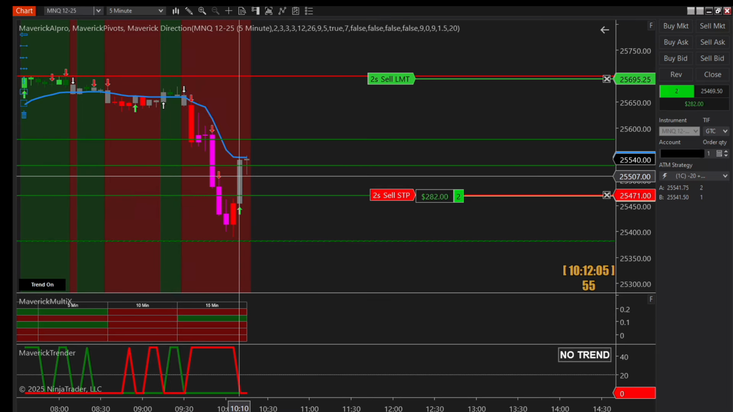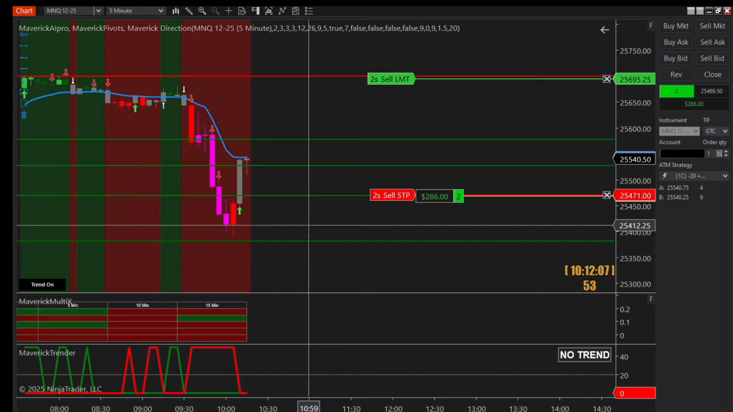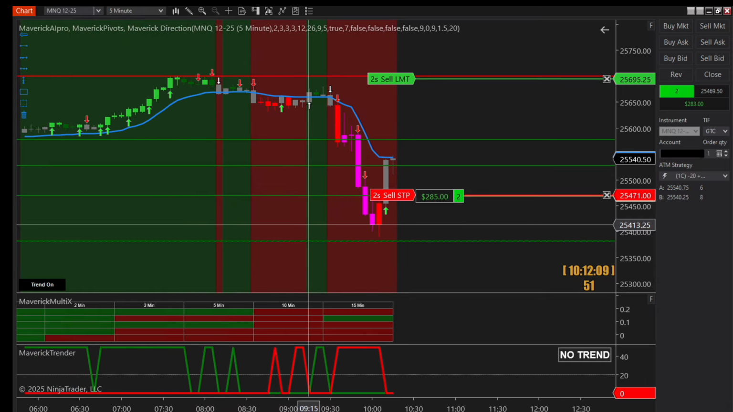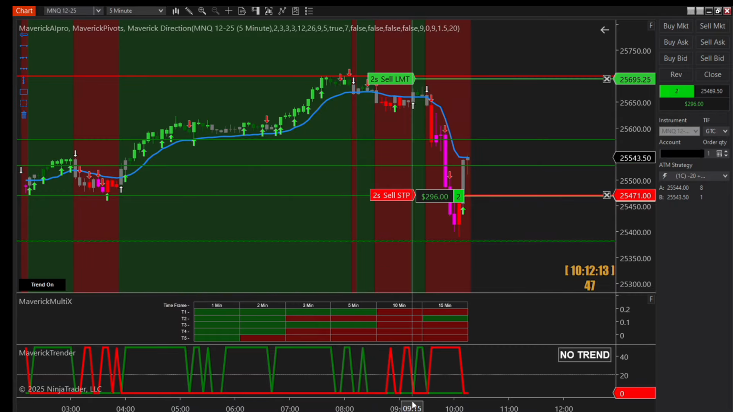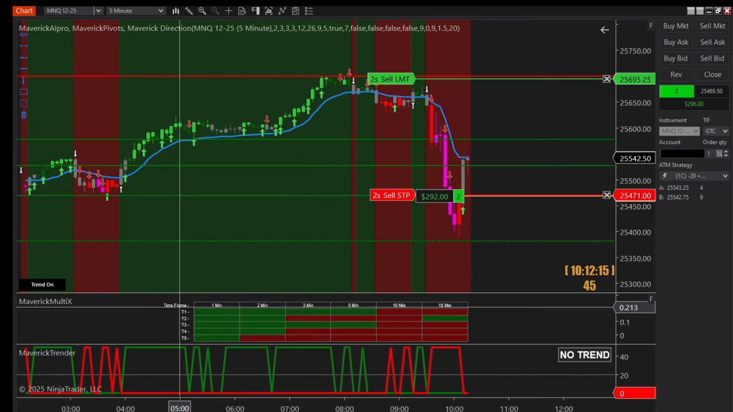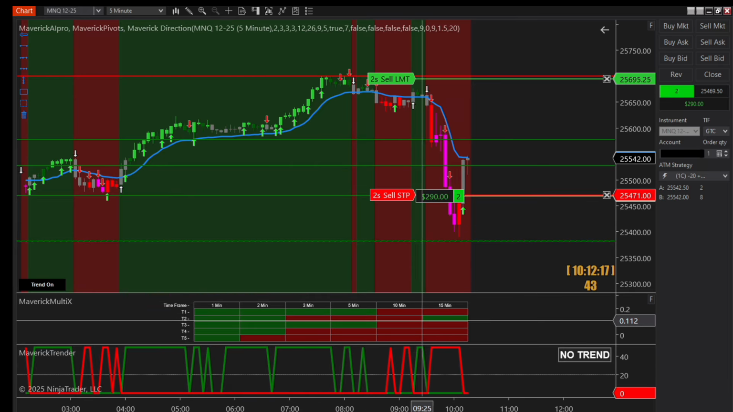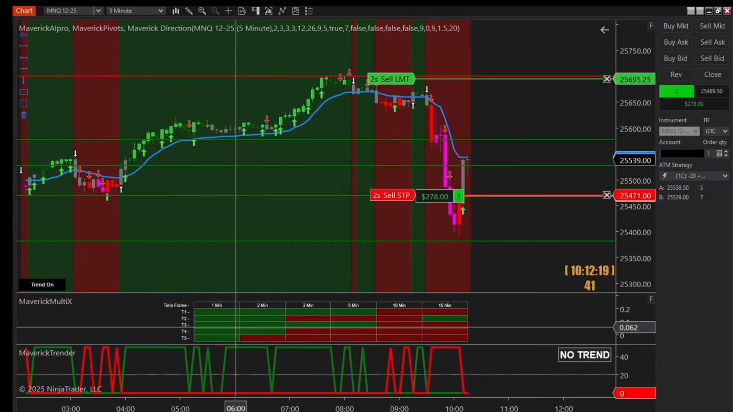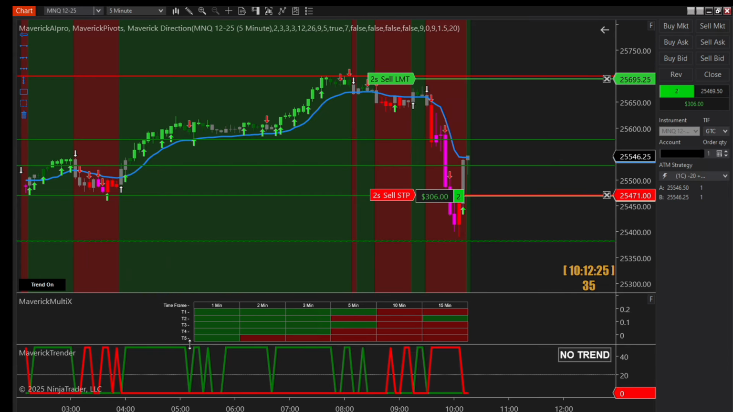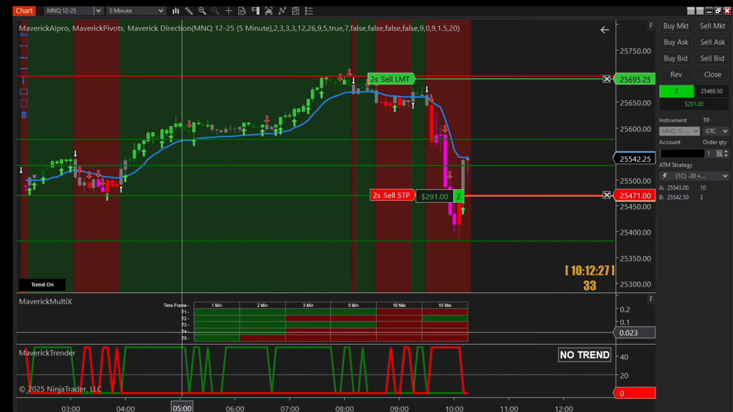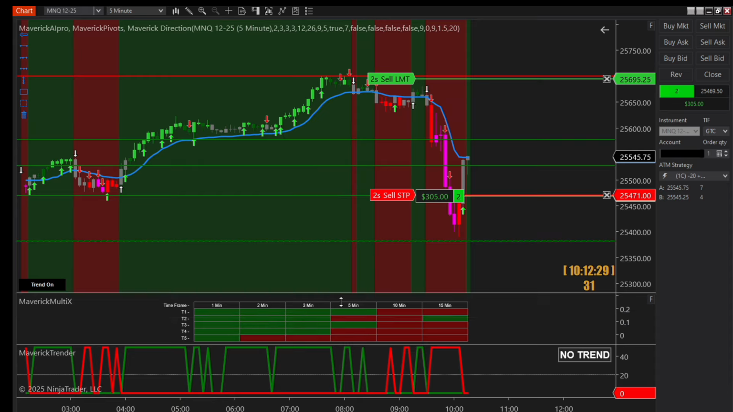Reversal candle. Again, if you're just trading with green and red candles, you're at a disadvantage, in my opinion. The Maverick Multi-X, 5 traders voting across 6 time frames. You can see them. They're all starting to change their mind. Trader 1 through trader 5, they all have a different style. They all have a different preference. And they're voting across 6 time frames.